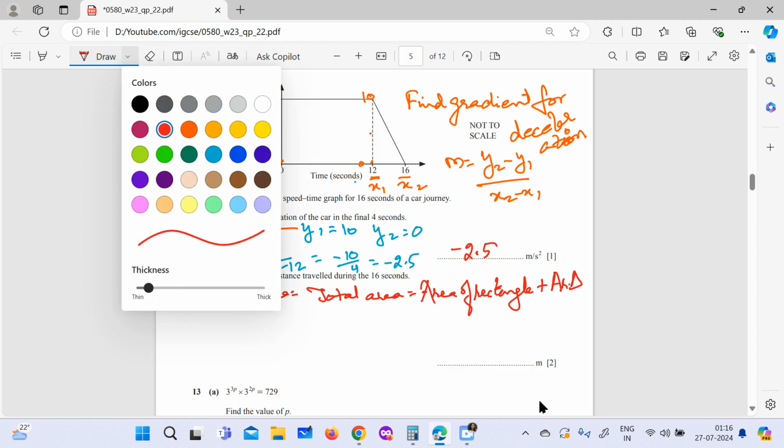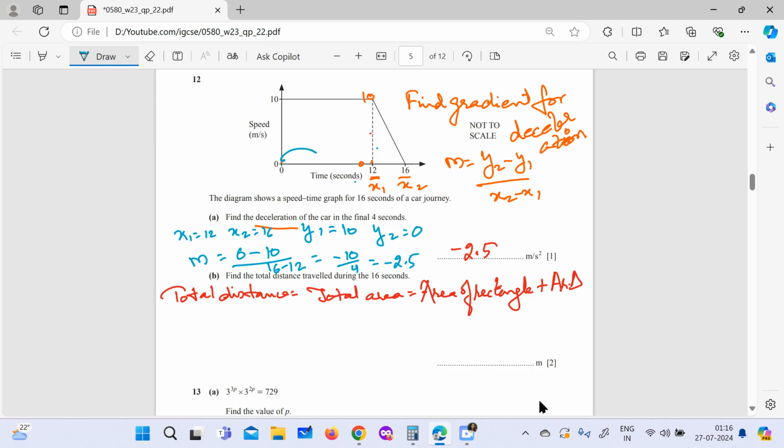How to find the area of the rectangle? Here from 0 to 12 we get this length, that is 12, and 0 to 10 this width is 10. So you get the area of the rectangle as 12 times 10, plus the area of the triangle. From here we can get the area of the triangle. So the base is 16 minus 12.